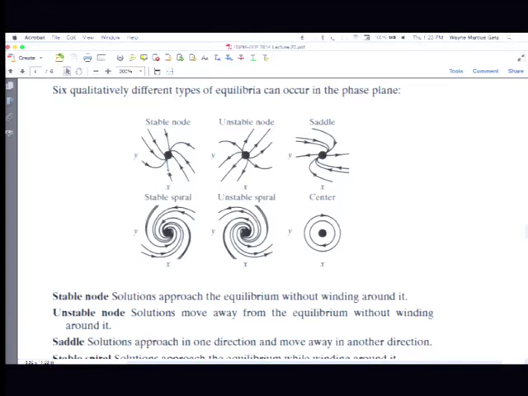And then, if it's closed like this, then we call it a center. So we can get the stable and unstable nodes, the stable and unstable spirals. The center is a very special case because it just happens that it closes on itself. And the saddle is an important case because it comes up very often.